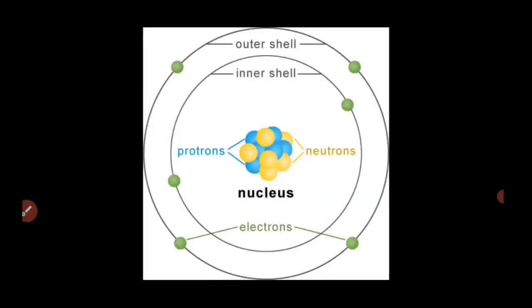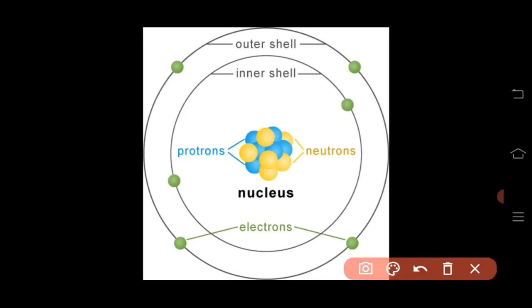Let me explain with some basic concepts. You all know that all the substances are made up of atoms. So, what are the particles present in atoms? You know that there are three particles present in the atom: protons, electrons, neutrons. Protons and neutrons are present inside the nucleus. See here, protons and neutrons are present in the nucleus, and then electrons revolve around in the orbit.